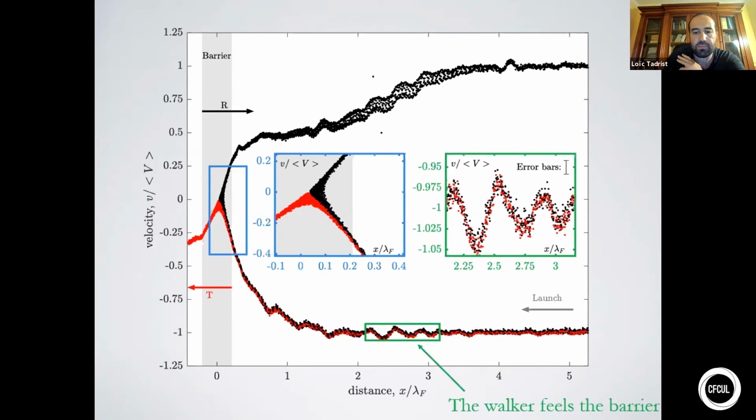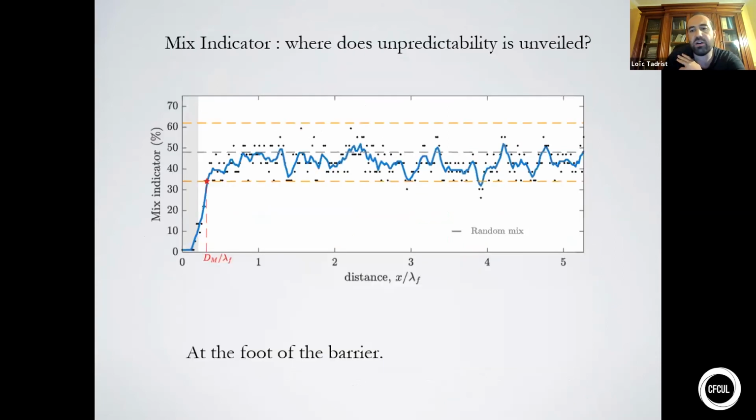So we created a demixing indicator, and we were able to define a demix distance, a distance at which we can tell whether the particle will cross the barrier or not, depending on the knowledge of both the velocity of the particle and its position. And here it's clearly at the foot of the barrier. The barrier was 2 millimeters wide, so here it's half the barrier. So it's a bit before the barrier.